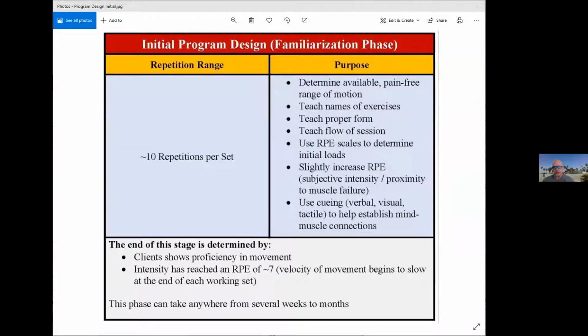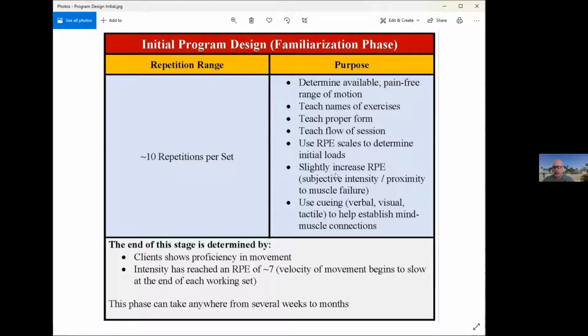So one of the things I mentioned in my presentation this past weekend is that when it comes to designing programs, there are two phases. One is the initial program design, and the second is how you're going to progress out of it once they've completed the initial familiarization phase, or what's known as the adaptation phase. So the first thing I'm going to do is start them with basically what this chart says, which really mimics physical therapy. So I'm going to start them somewhere around 10 repetitions per set.